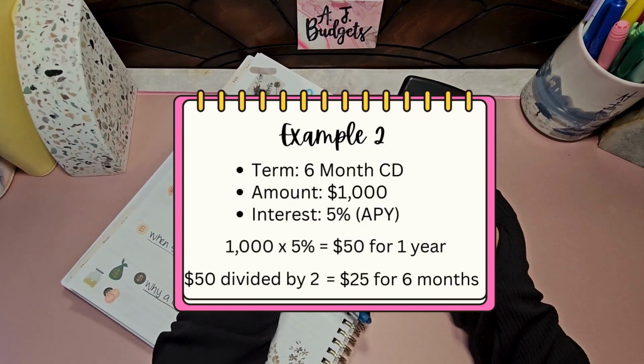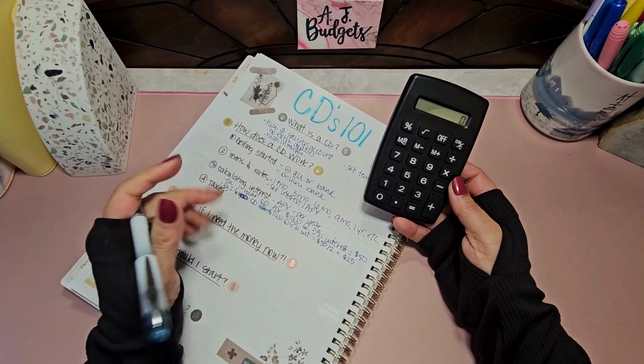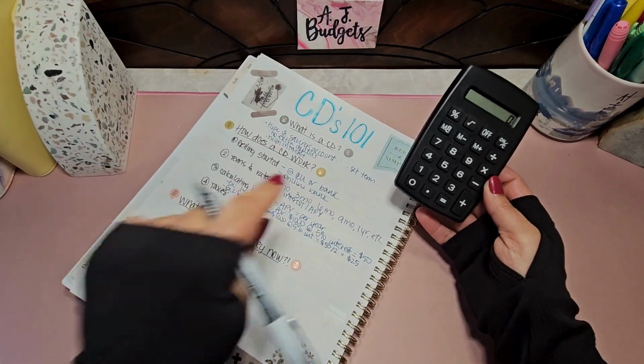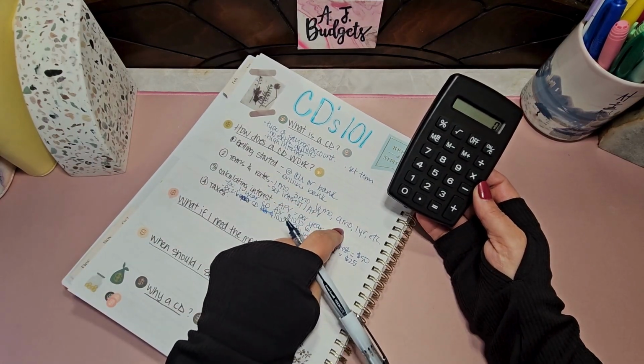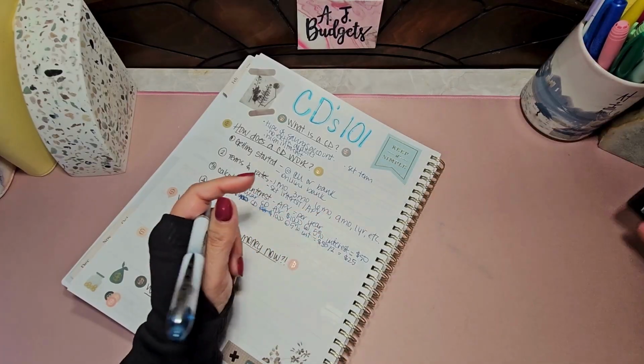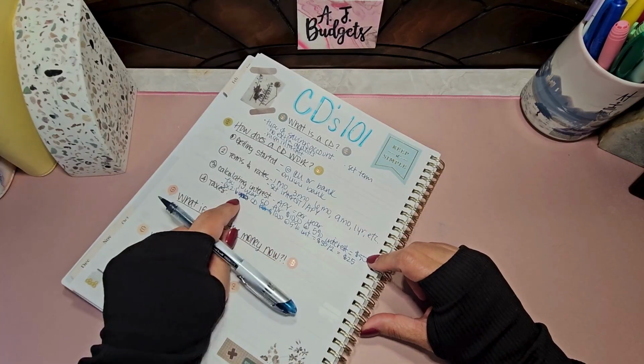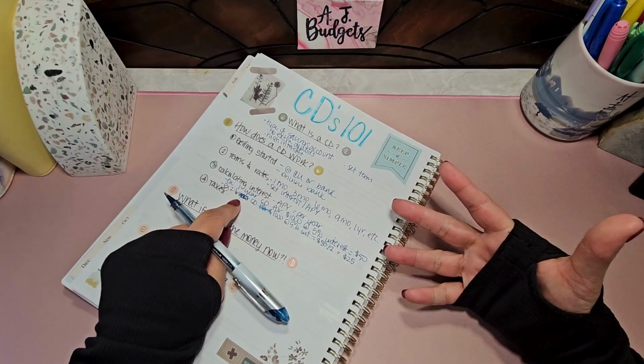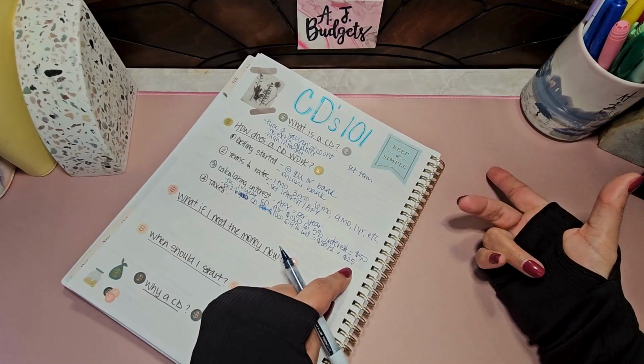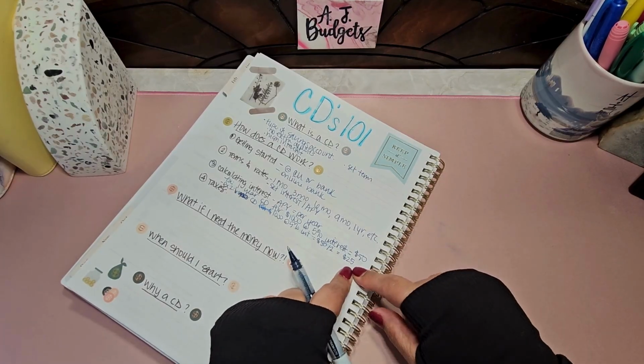So if you had a 3-month CD, that would be only 25% of the year, versus if you had a 9-month CD, that's 75% of the year. So what I do is I calculate it at the APY, and then I figure out if I have a month type of CD, what percentage of the year is that? And then that's how much that interest is.